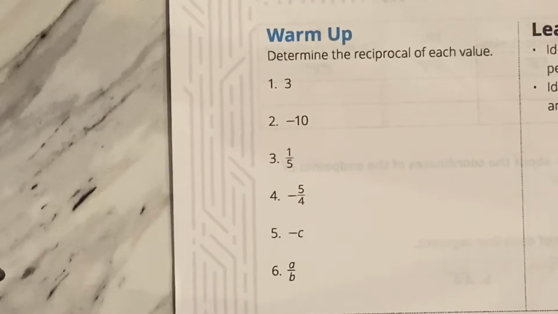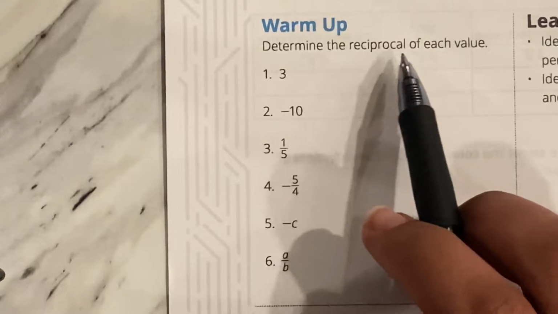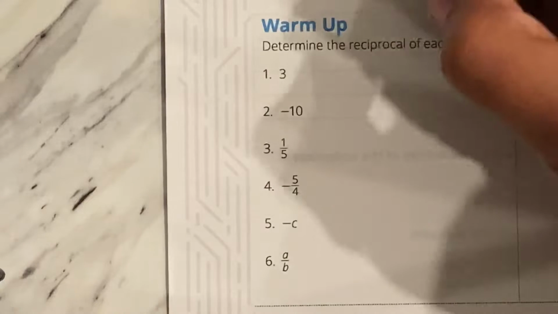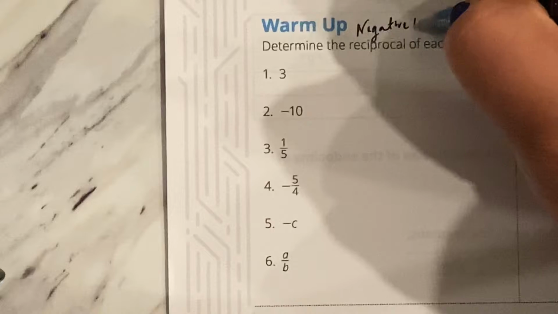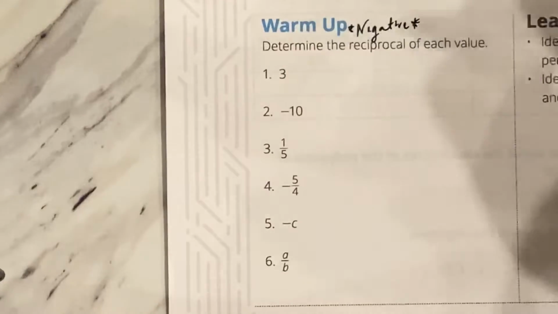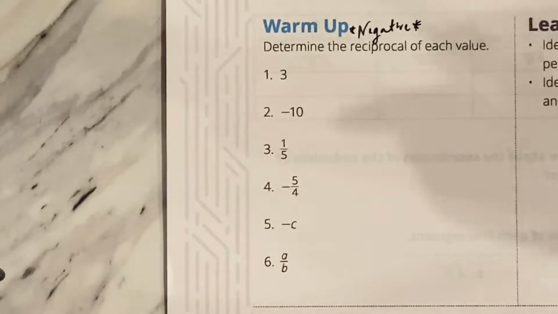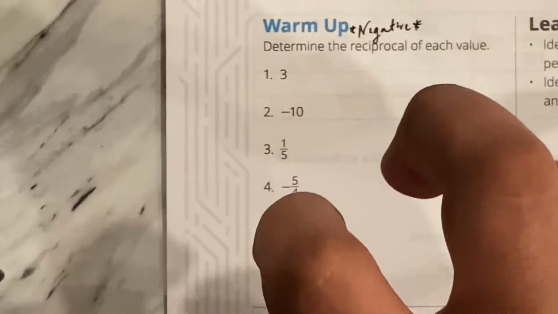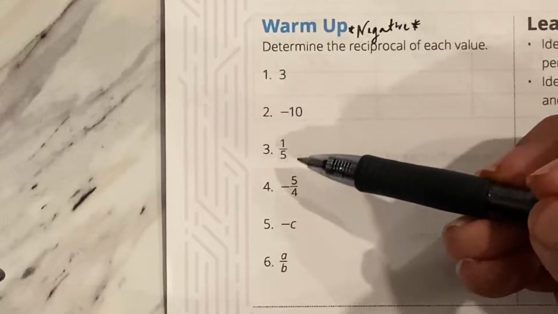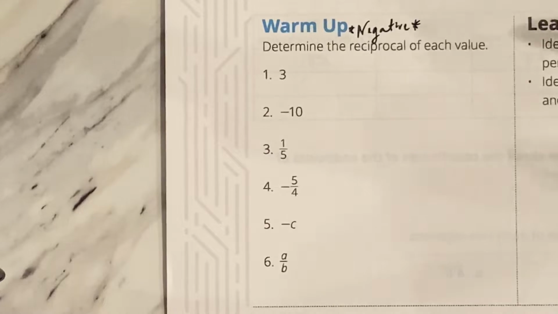Starting with the warm-up. The warm-up says determine the reciprocal of each value. I'm going to change a little bit of what it says here. We're going to talk about the negative reciprocal. Now, when I say negative, it's because we are changing the signs, because that's what a perpendicular slope is going to be determined by. So, first things first, we need to change all of these slopes. We're making sure that we know that these are all slopes, and we are doing the negative reciprocal, first two examples.